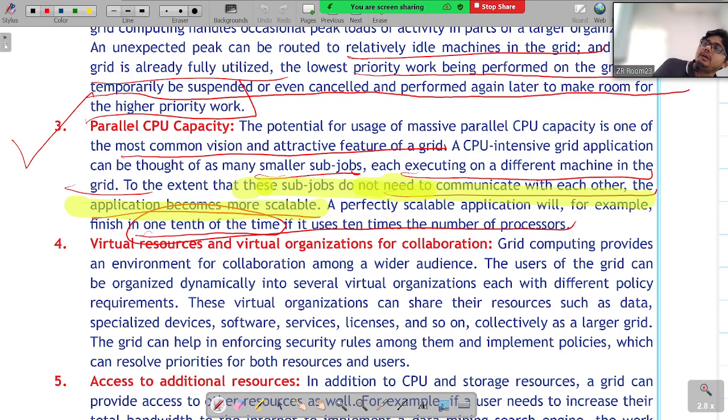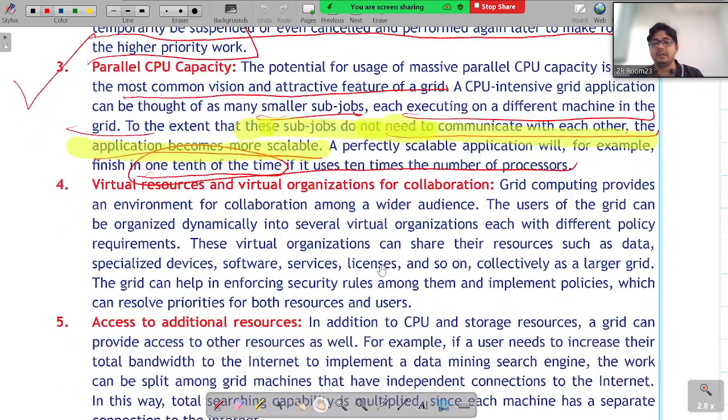Are you getting my point? Yes or no? Read this point, very important. Parallel CPU capacity. Read these 3 points, very important. One minute, I am coming in one minute. Read these 3 points.